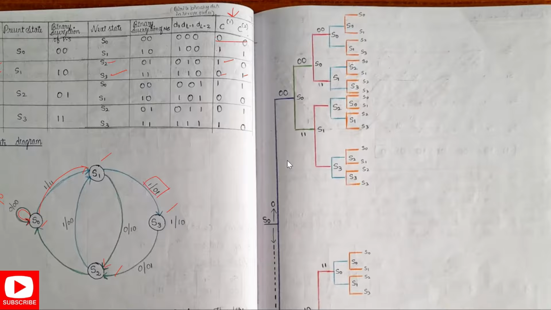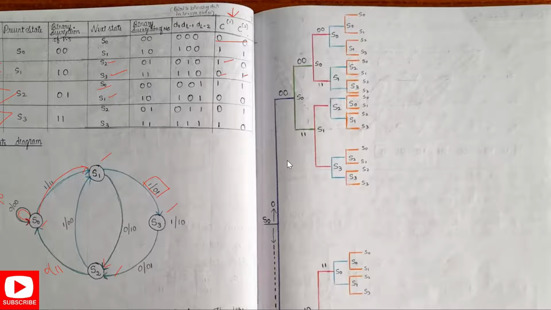Similarly, next is S2, again for 0 and 1. One goes to S0, another goes to S1. First, S2 is going to S0 on 0 as 1, 1. And 1 is going to S1 as 0, 0.